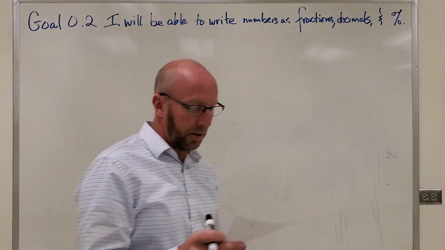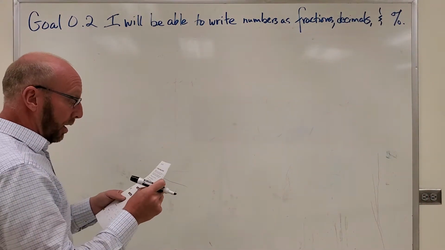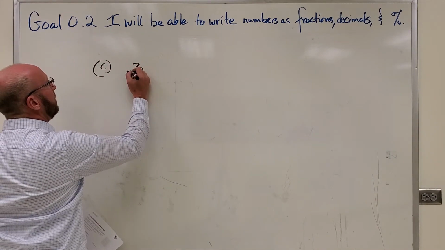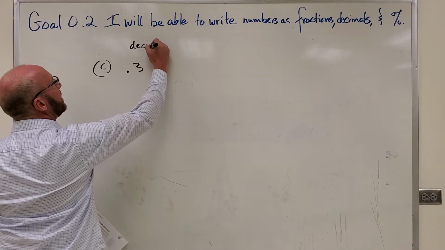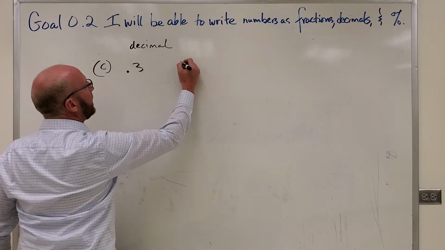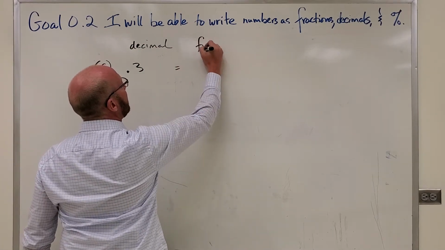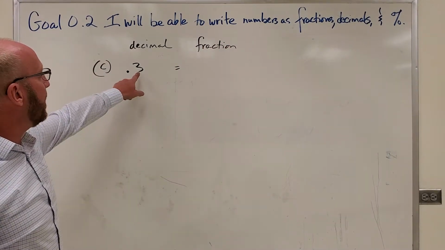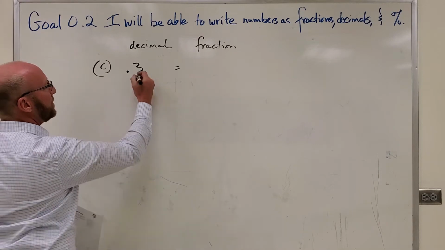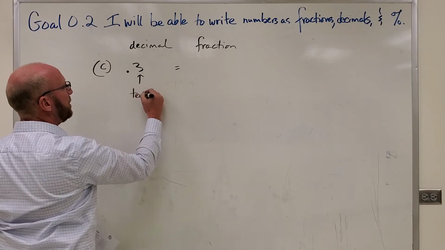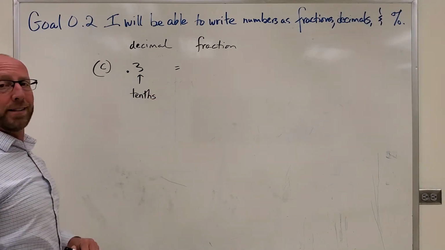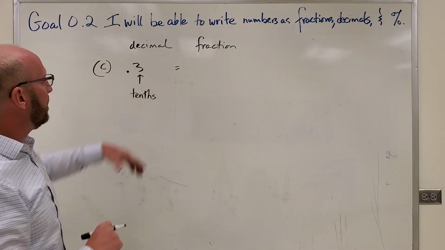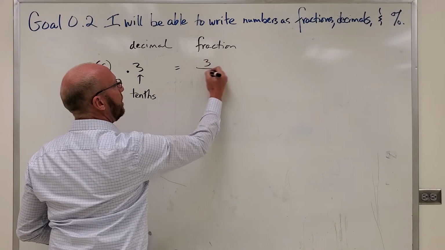This time I'd like to start with 0.3. Now this is a decimal. I'd like to write it as a fraction. So to write this as a fraction, I have to look at the position. This is in the 10th position, which means out of 10. So it's 3/10. I could write it as 3 out of 10.